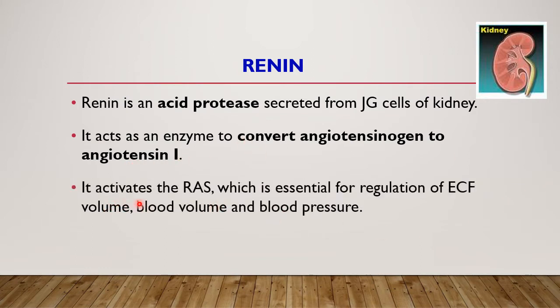So this renin activates the renin angiotensin system, which is essential for the regulation of extracellular fluid volume, blood volume as well as blood pressure. So the first step in the renin angiotensin system is the secretion of renin and conversion of angiotensinogen to angiotensin 1 by the renin.